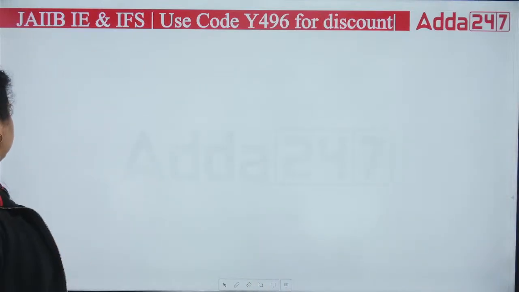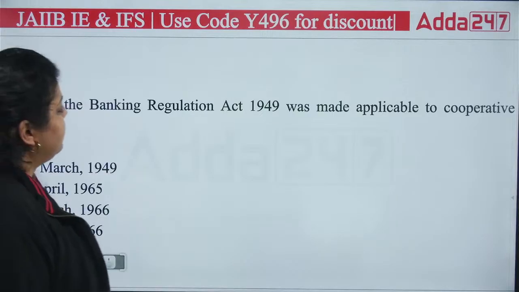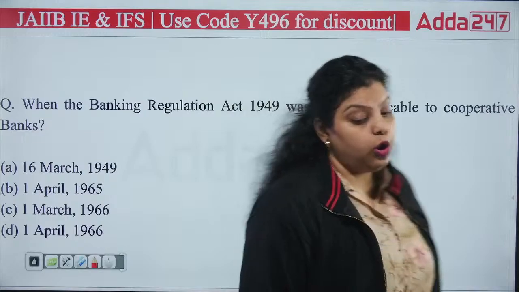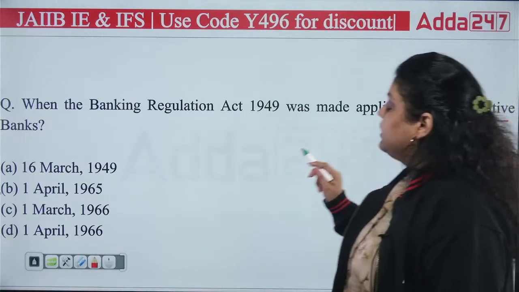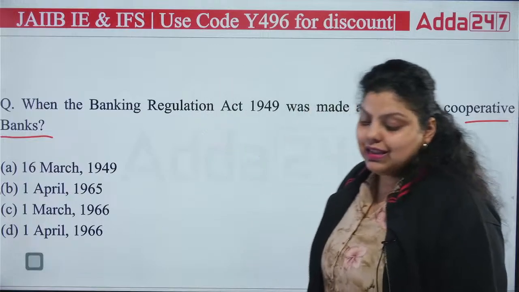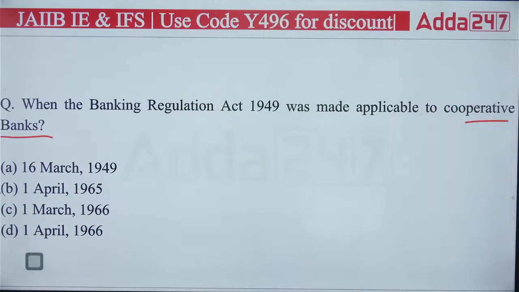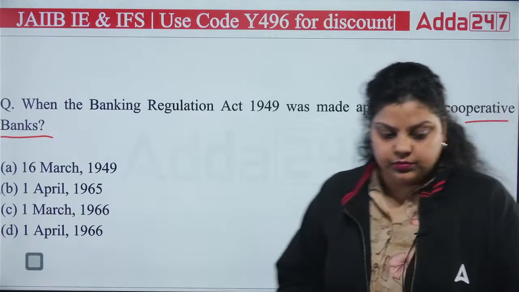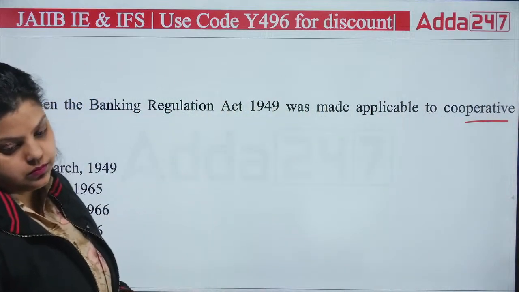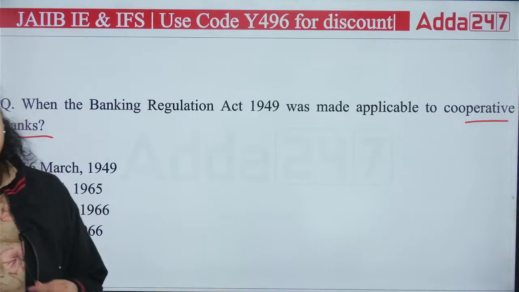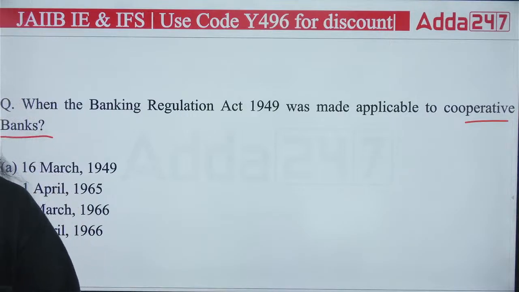Next, we have a question here. When was the Banking Regulation Act 1949 made applicable to the cooperative banks? In which particular year, on which particular date, did the Banking Regulation Act 1949 become applicable to the cooperative banks? A, B, C or D? In which year was the Banking Regulation Act made applicable to the cooperative banks of our country?